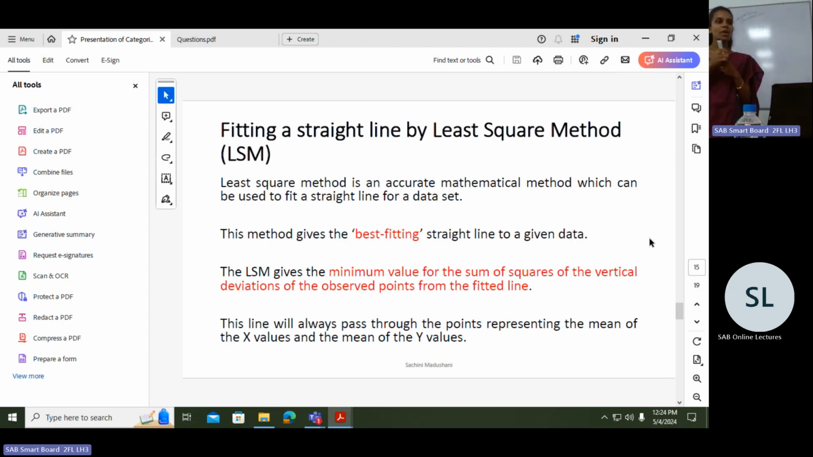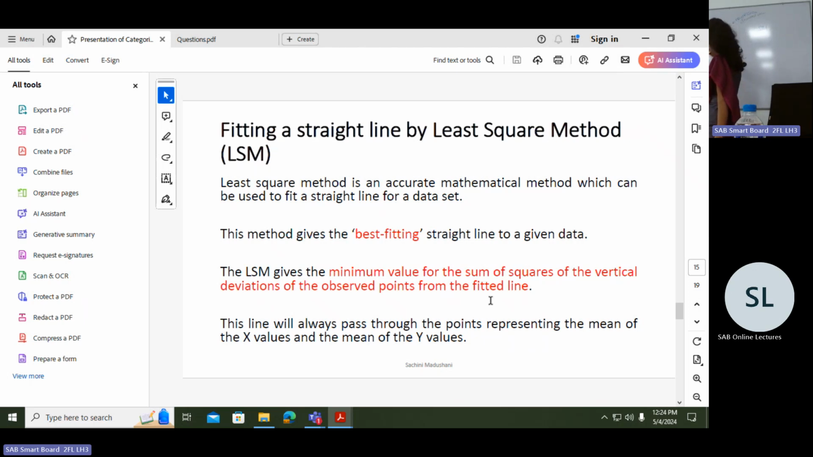Understood? Then this one says the minimum value for the sum of squares of the vertical deviation of the observed points from the fitted line. On the fitted line we can get the estimated value. Then the deviation between y and y hat.